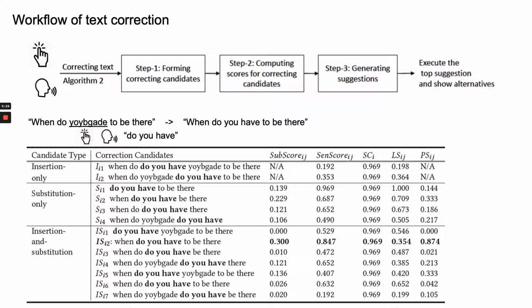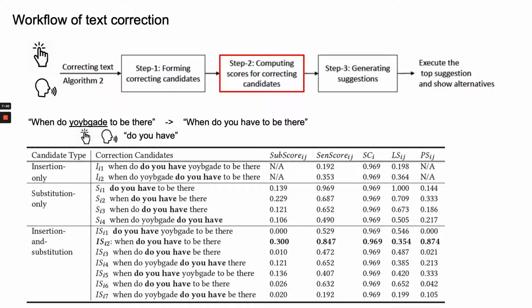For example, the user tried to correct this sentence to "When do you have to be there?" The user tapped the mistyped word and spoke "Do you have?" VT will generate 3 kinds of candidates: insertion only, substitution only, insertion and substitution candidates.